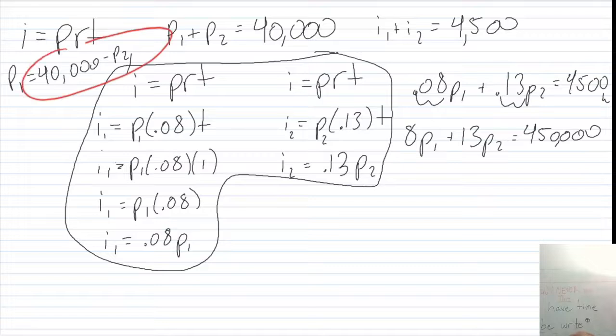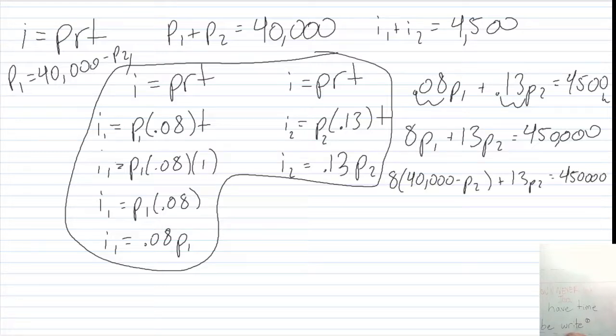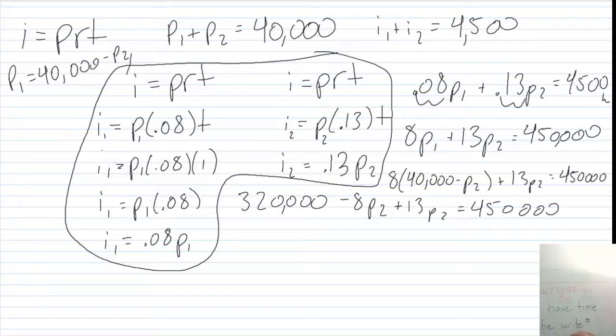Now we know P1 equals 40,000 minus P2, so let's make that substitution. 8 times 40,000, we can distribute through. 8 times 4 gives us 32 plus 4 zeros: 32, 1, 2, 3, 4. 8 times negative P2 gives us negative 8P2 plus 13P2 equals 450K. Combine like terms on the left: negative 8P2 plus 13P2 gives us 5P2.